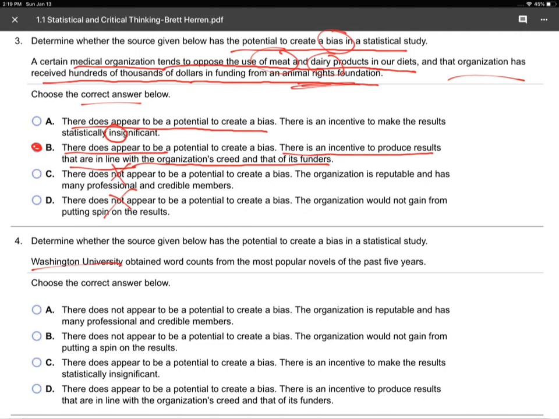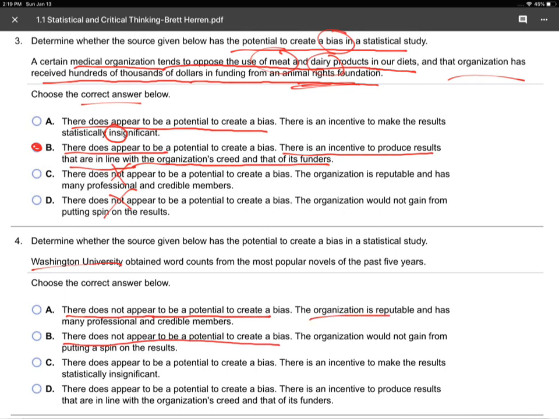It's just a university. They're just counting words in books. They're not the publisher or something like that, that might have a motive one way or the other. So let's see. There does not appear to be a bias. Yeah, that's right. So it's either A or B, huh?